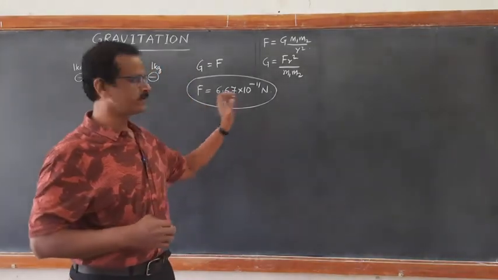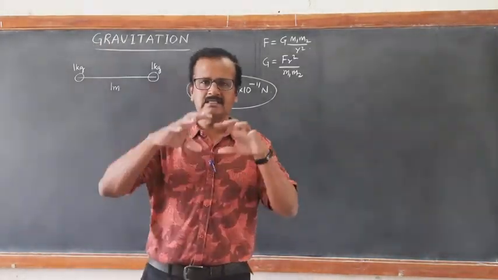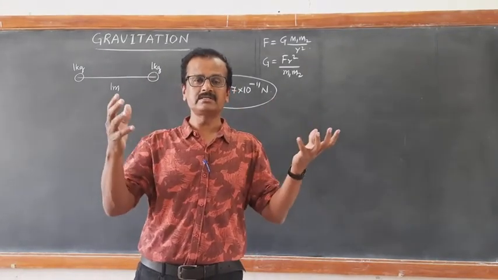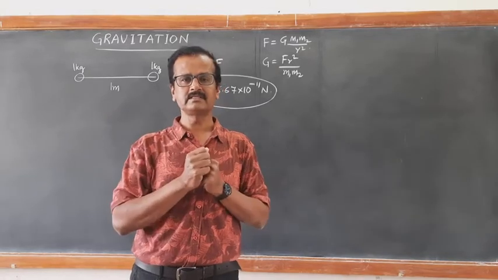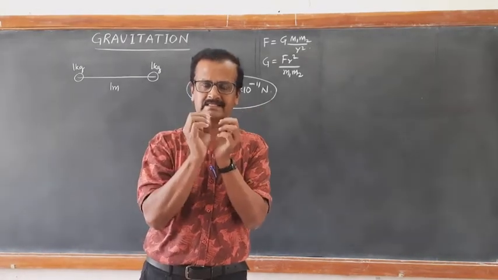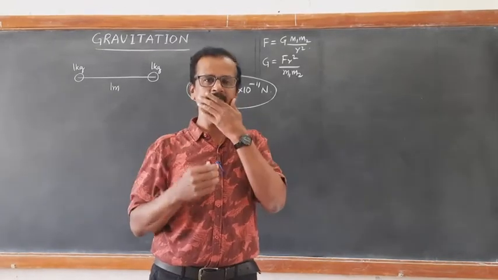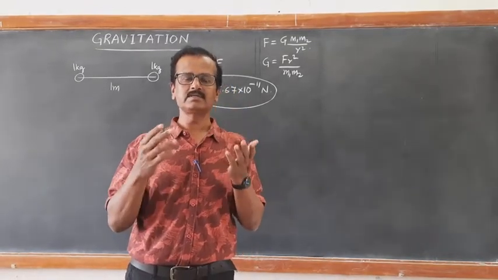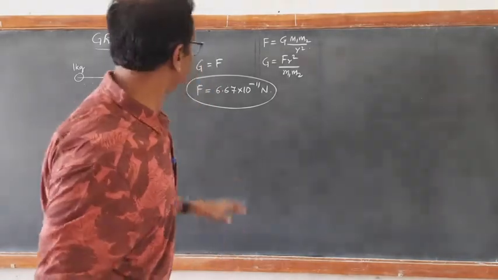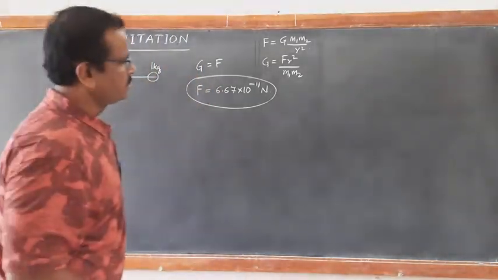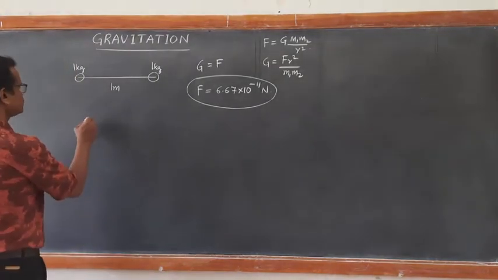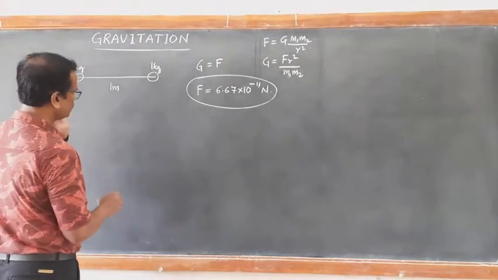So although it is the weakest force, as the mass increases, the gravitational force increases. As the distance of separation between the masses decreases, gravitational force increases. That is the universal law of gravitation, that is what we have discussed. Now we have defined what the gravitational constant is. Now we will define one more very important thing, that is acceleration due to gravity.